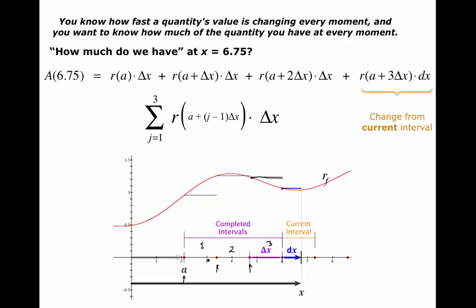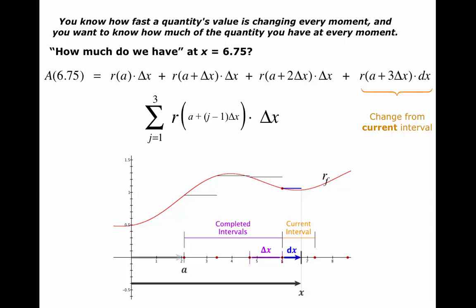So to get to the left side, you always go one less delta x than the interval number. When you're at the first one, you don't go across any, right? You just have A plus zero delta x. Then the second interval, A plus one delta x. Third interval, A plus two delta x. Is it better? Okay.